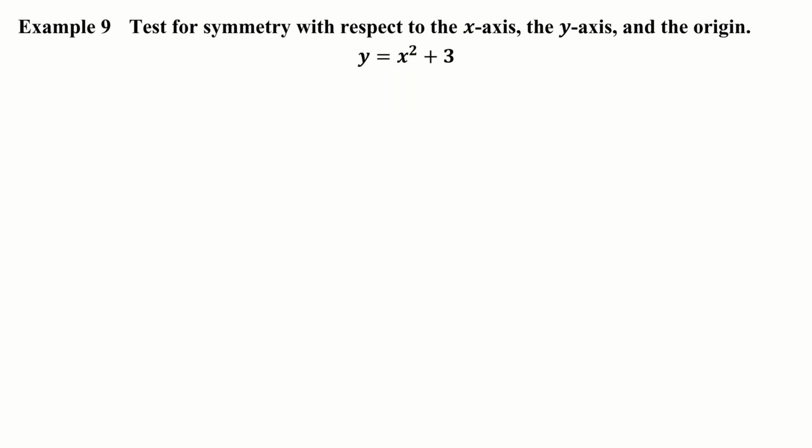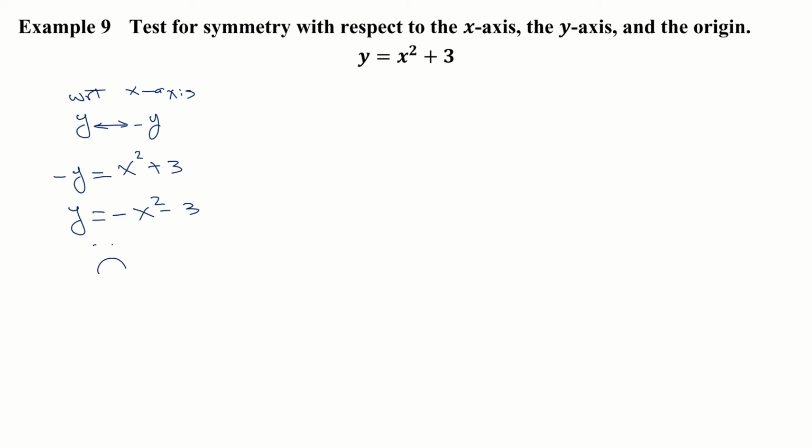All right, so here we're going to test this equation for symmetry with respect to the x-axis, the y-axis, and the origin. So when we want to check it with respect to the x-axis, we replace y with negative y, right? So negative y equals x squared plus 3. And if you multiply both sides by negative 1, you get y equals negative x squared minus 3. Did it leave the original equation unchanged? No. So there is no symmetry with respect to the x-axis.